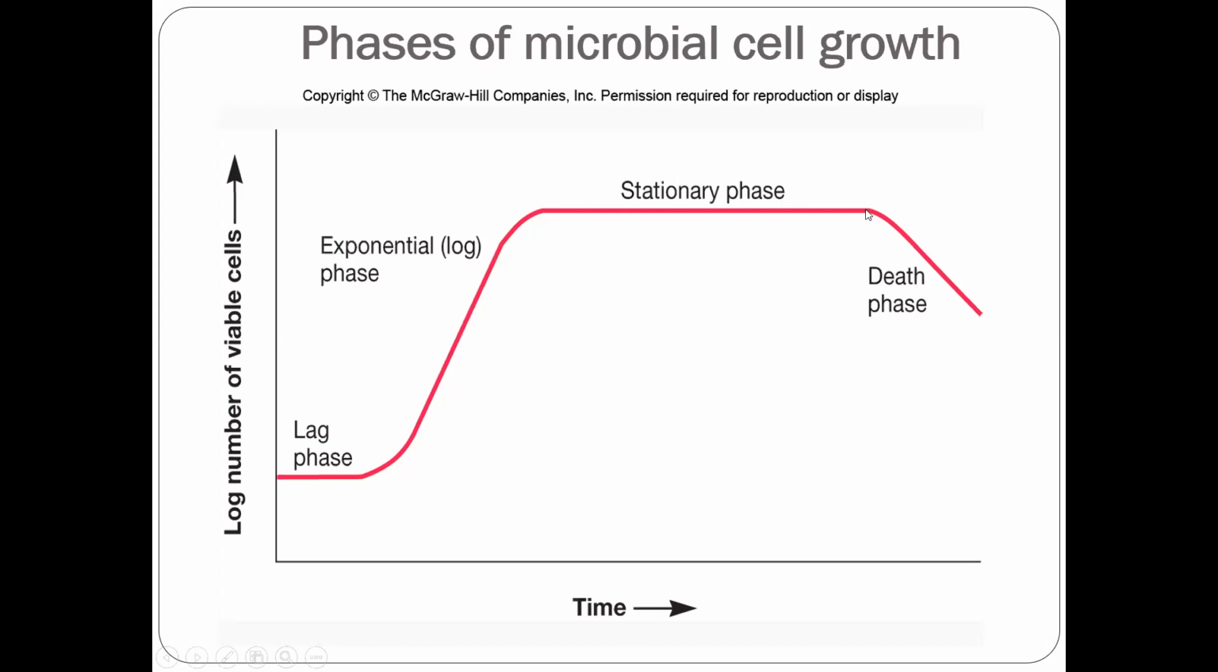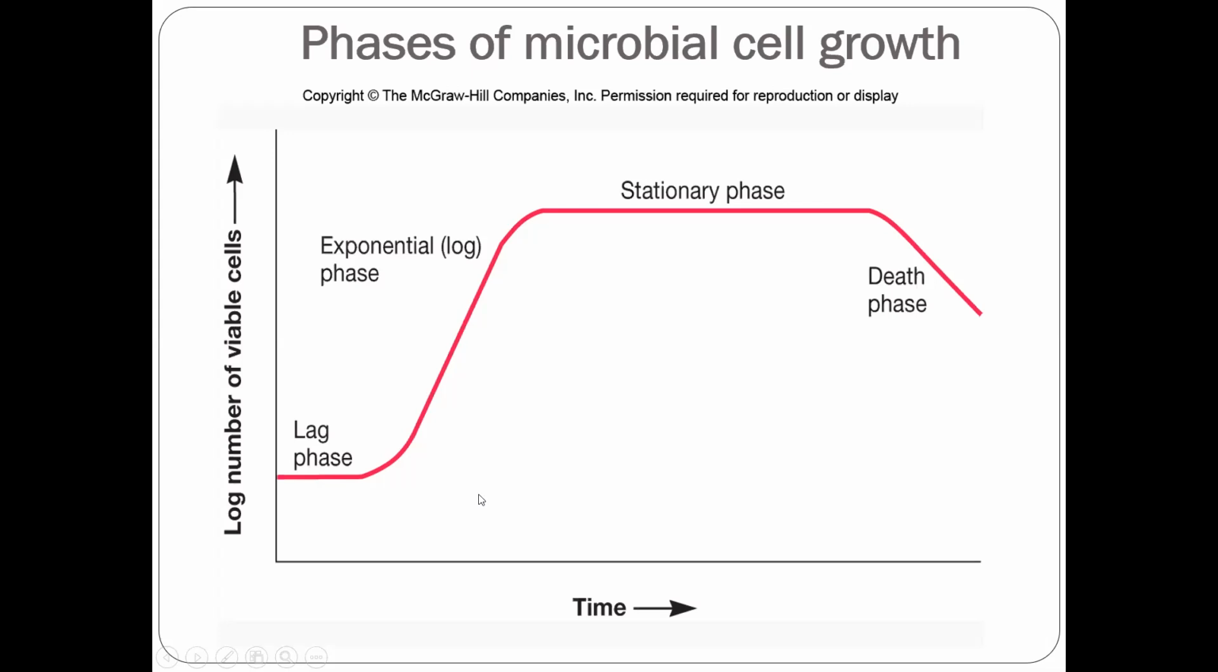Later on, when all the nutrition has been used, and the medium is full of toxic materials, for example H2O2 and O3, all these toxic materials accumulate and start to kill bacteria. The number then decreases dramatically, and we call it the death phase. So always remember bacterial growth includes the lag phase, log phase, stationary phase, and death phase.